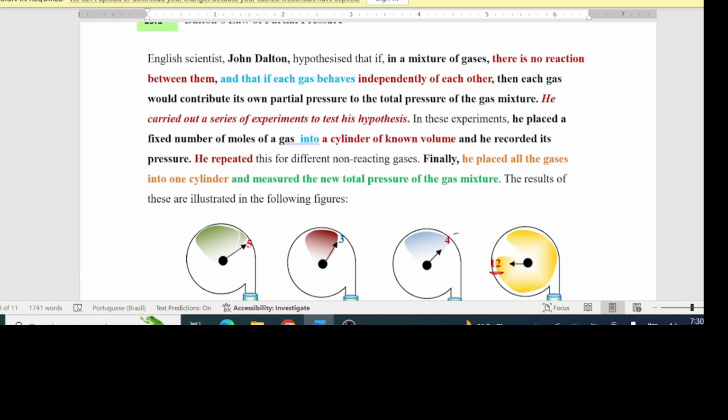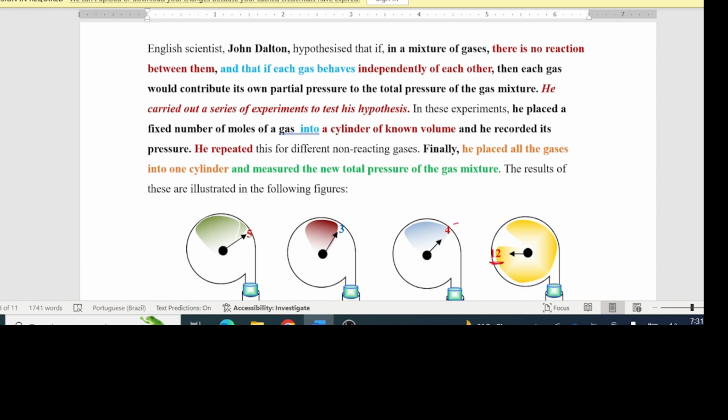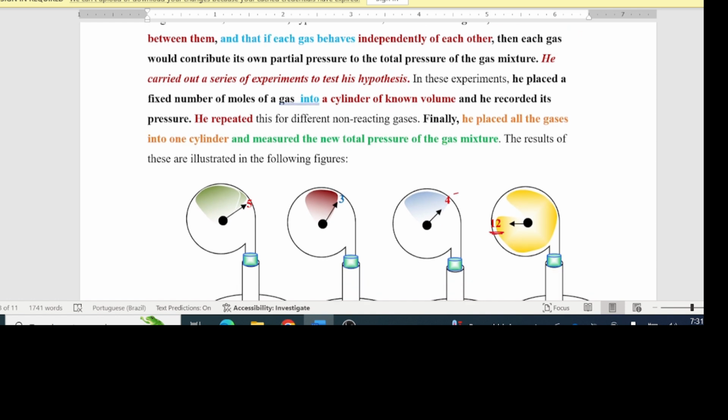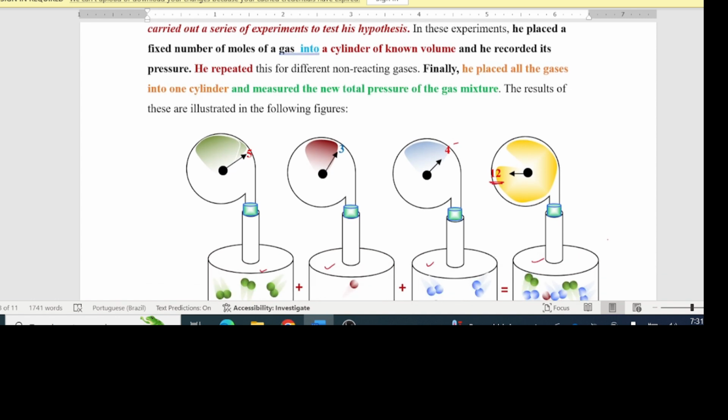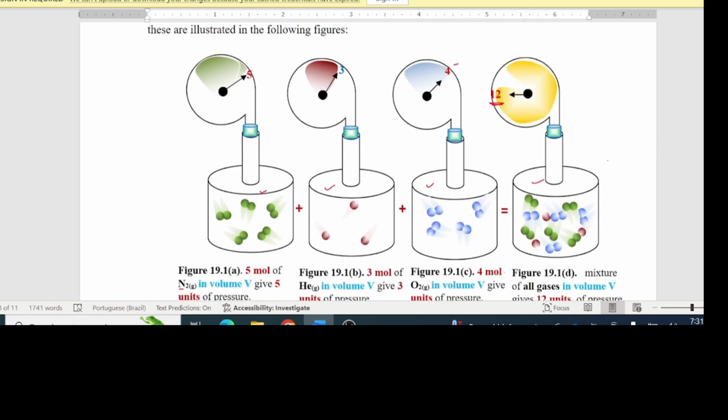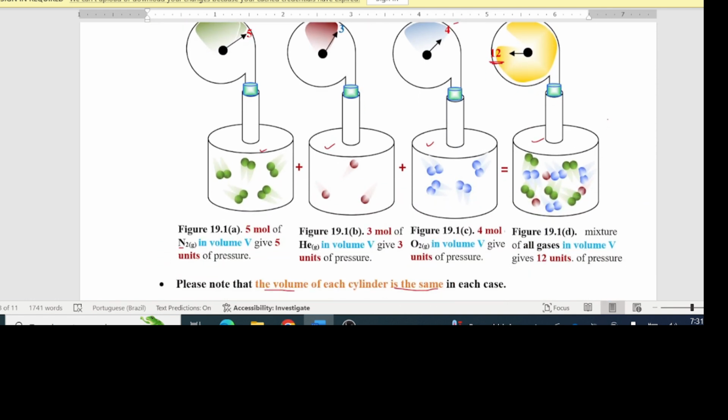In these experiments, he placed a fixed number of moles of a gas into a cylinder of known volume, and he recorded its pressure. He repeated this for different non-reactant gases. Finally, he placed all the gases into one cylinder and measured the new total pressure of the gas mixture. So the results of these are illustrated in the figures below. So let's look at these figures here and see what is happening.